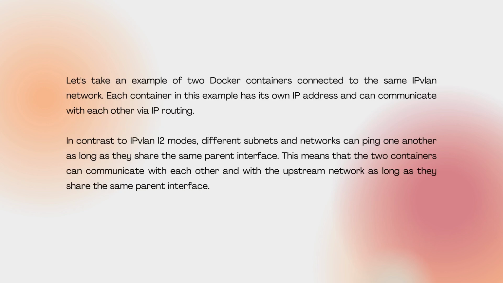To better understand layer 3 mode, let's take an example of two Docker containers connected to the same IPvlan network. Each container in this example will have its own IP address and will be able to communicate with each other via IP routing. So in contrast to IPvlan layer 2 mode, different subnets and networks can ping one another as long as they share the same parent interface. This means that the two containers can communicate with each other and with the upstream network as long as they share the same parent interface.